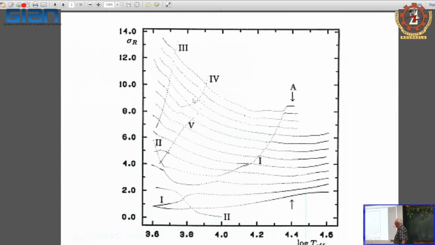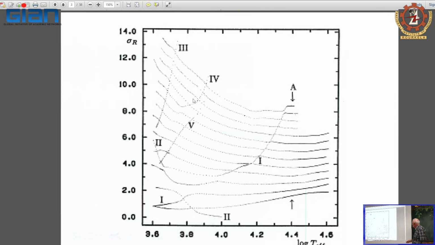So along the evolutionary track, we take models along the evolutionary track, and they are labeled with the effective temperature between 3.6 and 4.6 here. And sigma r, the real part of our eigenfrequency, is plotted as a function of model parameter, or here in terms of the effective temperature.